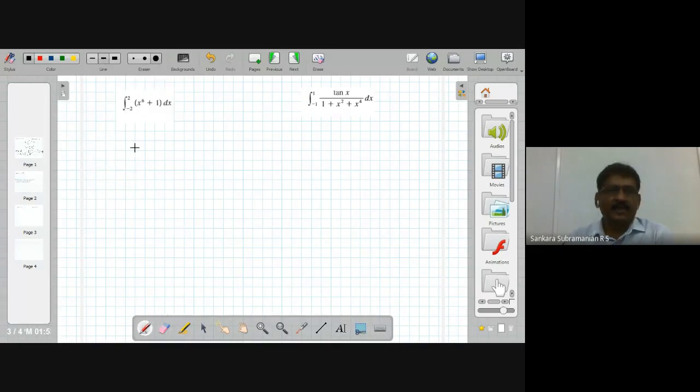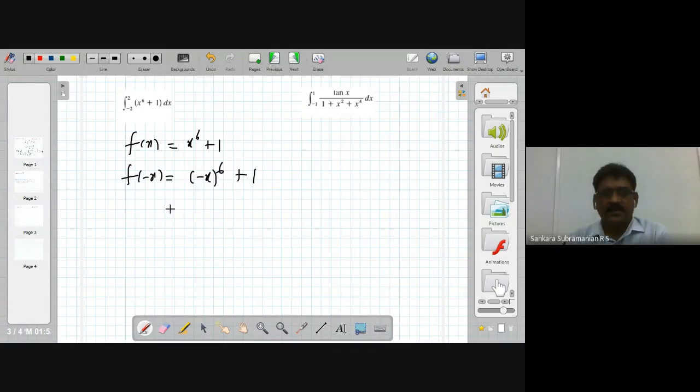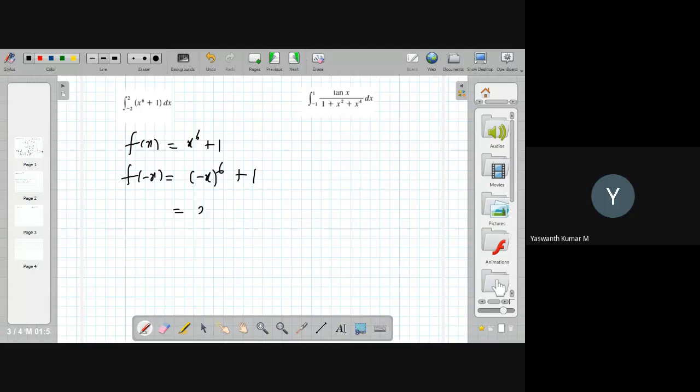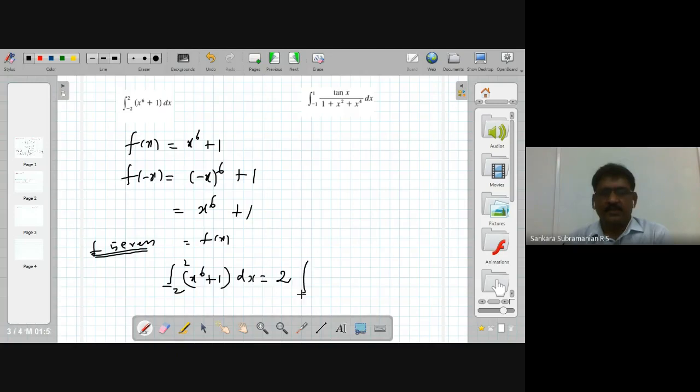Okay, now at this place the function f of x is x to the power 6 plus 1. f of minus x is equal to even function, sir: minus x to the power 6 plus 1. Since the power is an even degree, you get x to the power 6 plus 1, which is f of x. So therefore f is even. So this value from minus 2 to plus 2 of x to the power 6 plus 1 into dx can be written as 2 times the integral from 0 to 2 of x to the power 6 plus 1 into dx, and we can calculate it.